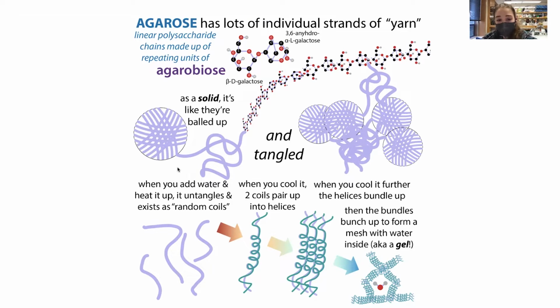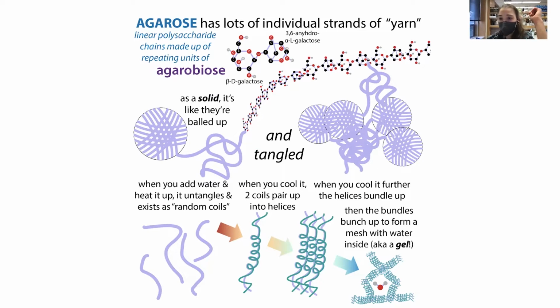But basically you want to get it all dispersed and dissolved evenly. And then what you're going to do is, now you have this liquid, this solution, this sol. When you cool it down, you're going to take away energy. So now it doesn't have as much energy to overcome the attractions to one another. When you cool it, two coils are going to pair up into helices.